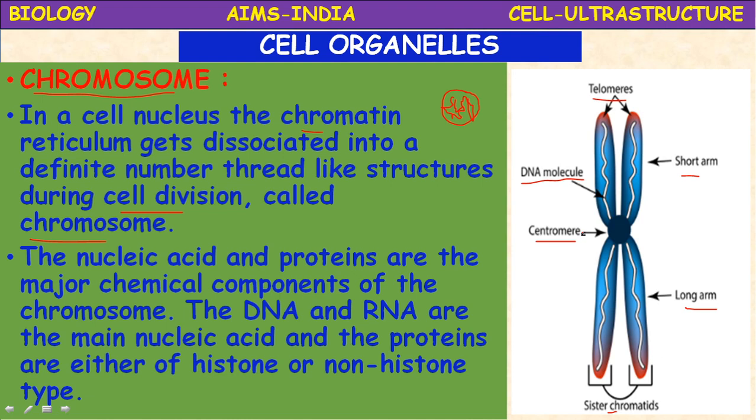Okay, so this is a chromosome. It consists of short arms and long arms. Both are connected by the centromere, and the short arms are called telomeres. At the end of the short arms, telomeres are present, and at the end of the long arms, sister chromatids are present. Okay, and on the chromosomes, DNA is present. This DNA is nothing but the genes. Let us know more about this.